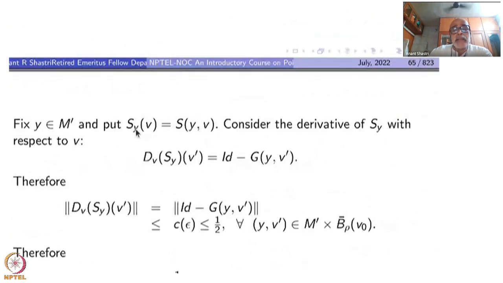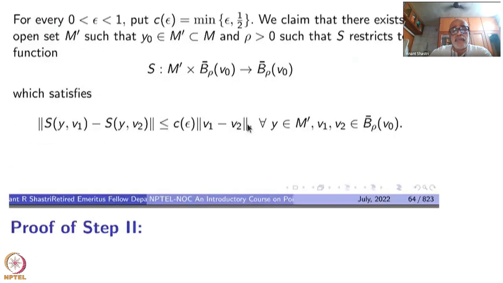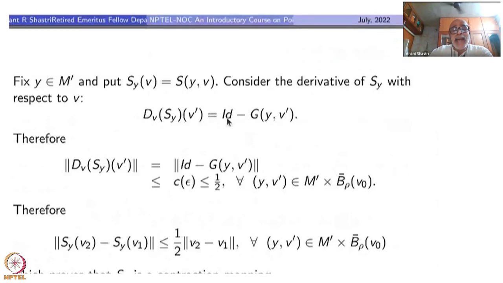So now I am just writing this S_Y of V, thinking of this as a function of V, with Y fixed. Now, the derivative of S_Y with respect to V is nothing but, you see, the V derivative of V is identity. This part is F, so this is G of Y V. I am just using this definition here. The derivative is identity minus the derivative of F. All right, so identity minus G of Y V. Therefore, the norm of this is less than or equal to the norm of identity minus G of this one, which is less than or equal to C epsilon.